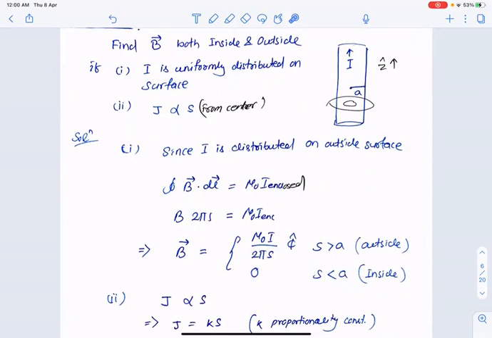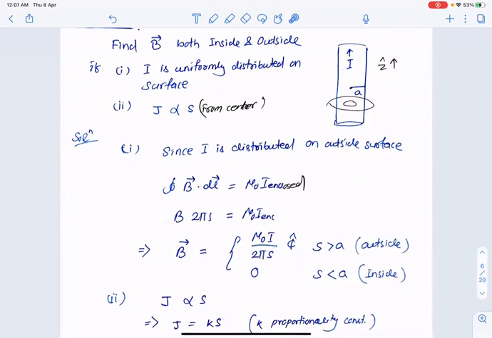So your B dot dl, as you know, is nothing but mu 0 I enclosed. So then it makes it very easy. If you are outside this cylinder, your current enclosed is still I. But if you are inside the cylinder, where your distance S is less than A, then you don't enclose any current. So your current enclosed is 0. So that's what will happen.